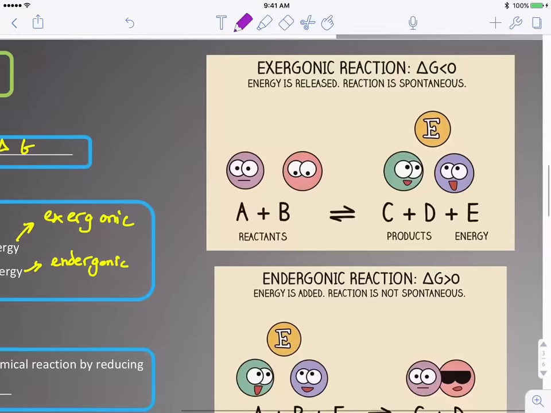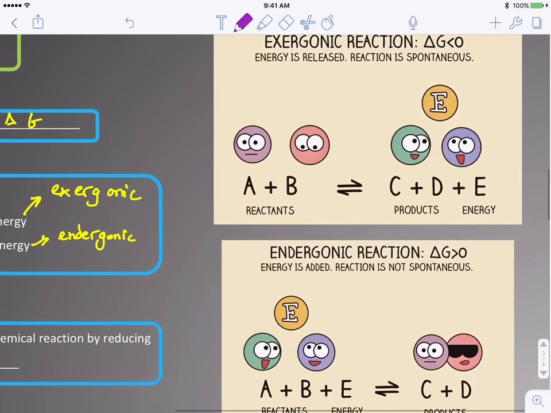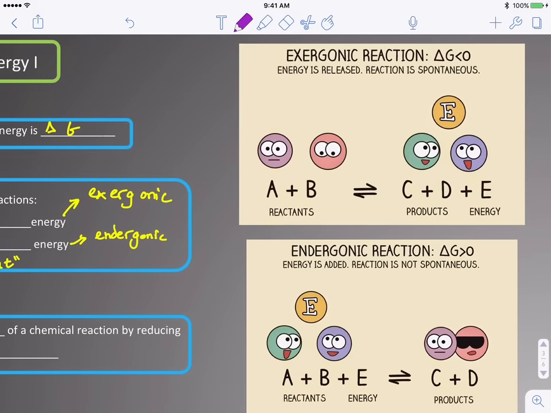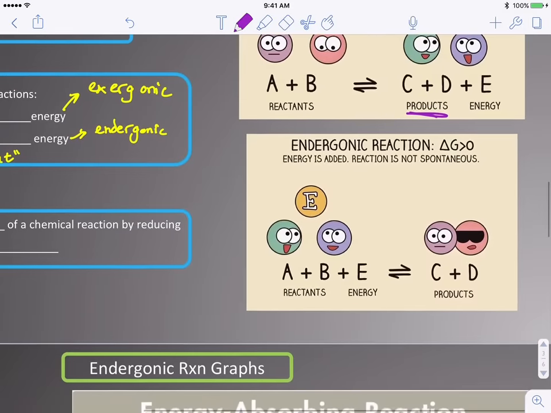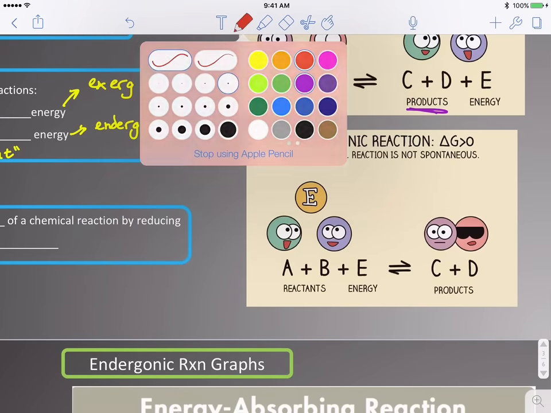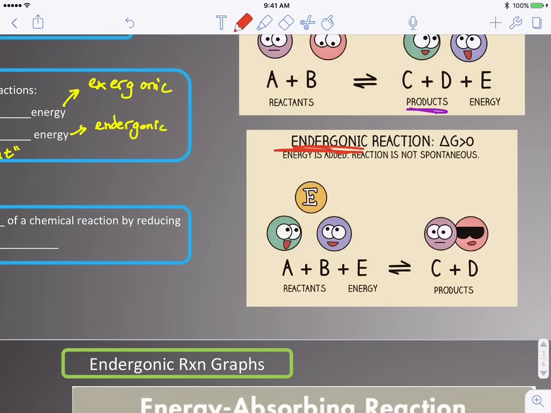And if you guys look over here on the right, I put these two photos again because I thought they were really, really good. And our first one, of course, is about exergonic. And you'll notice that energy is a product, okay, right? Energy is being released. It's not being put into the chemical reaction. And that for endergonic reactions, you have energy as a reactant, right? Energy is being put in, but it's not coming out, okay?